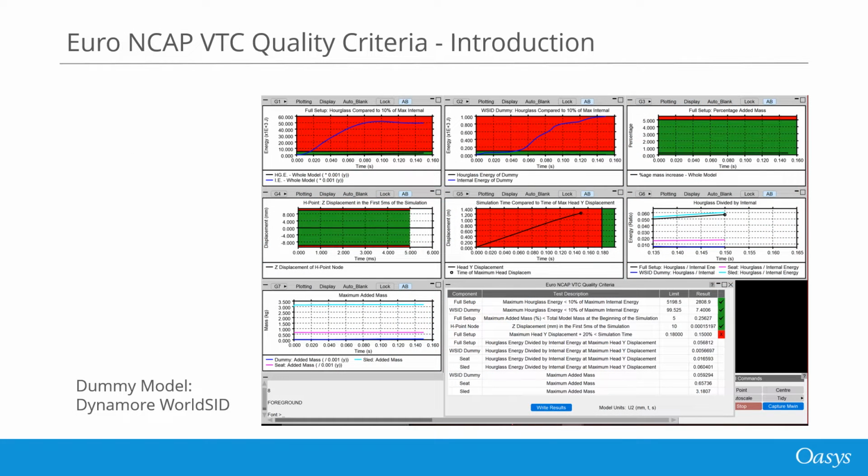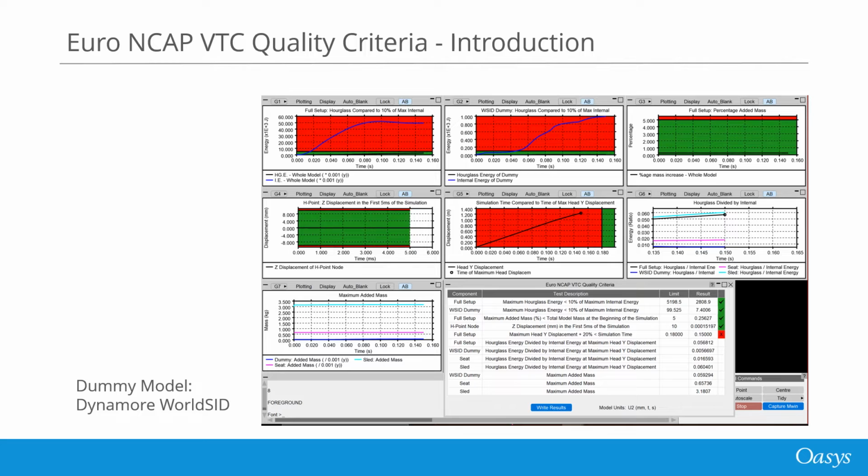EuroNCAP VTC quality criteria is a new, convenient tool for assessing the quality criteria specified in section 6.1 of the EuroNCAP VTC protocol. There are 5 quality checks that have pass and fail criteria. For example, the maximum hourglass energy must be less than 10% of the maximum internal energy of the model.